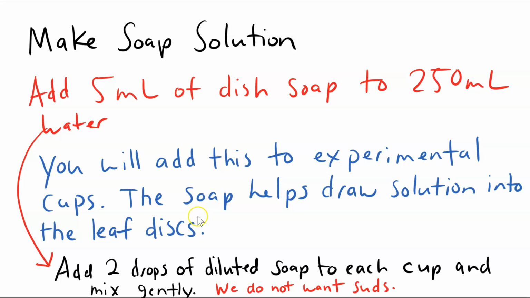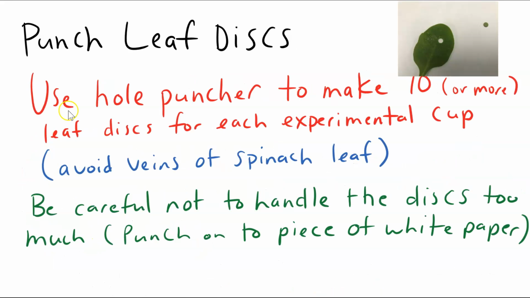The soap helps the solution to infiltrate the leaf discs. So you'll notice in a minute we need to sink these discs to start the experiment. And the way that we do that is we put it into a syringe, and the soap helps that solution to get into the discs.